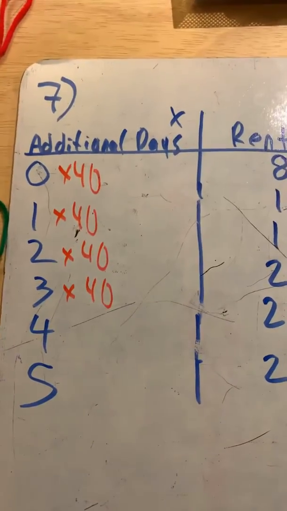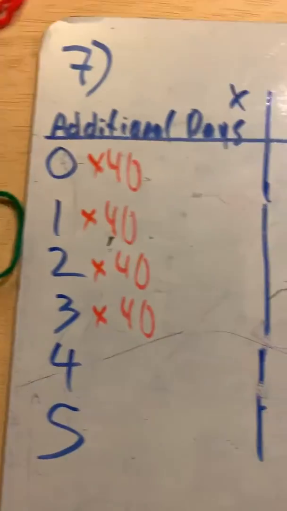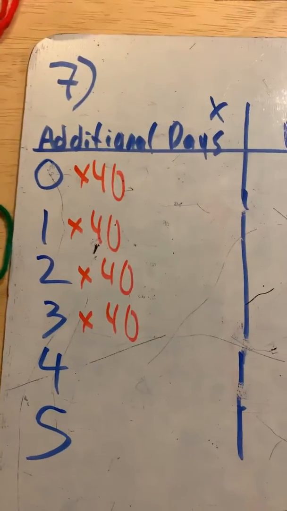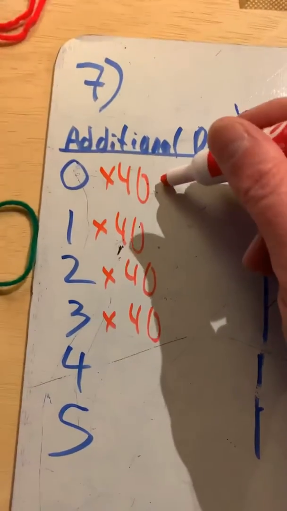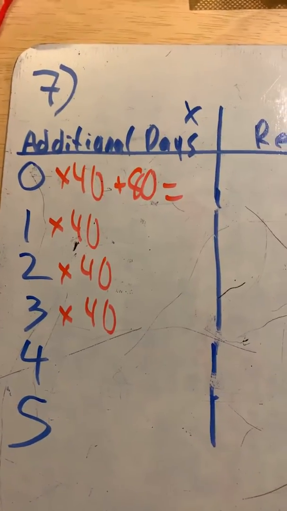And then what you need to do is look at that and figure out what else you need to do to get the rental cost. When it's 0 additional days, 0 times 40 is 0, so you'd have to add on 80 to get 80. And if this is the algebra, it's going to work every single time.